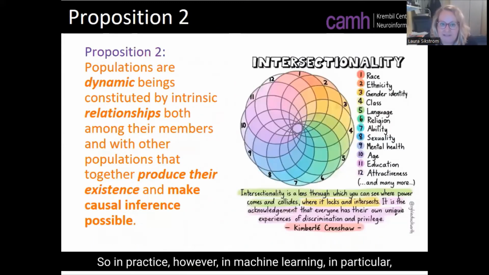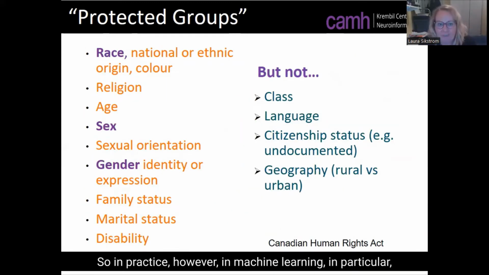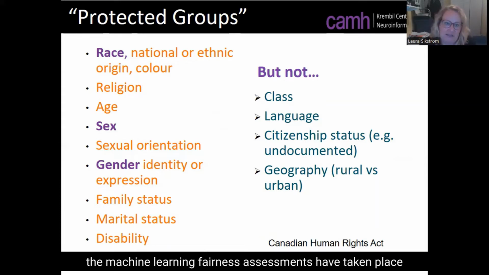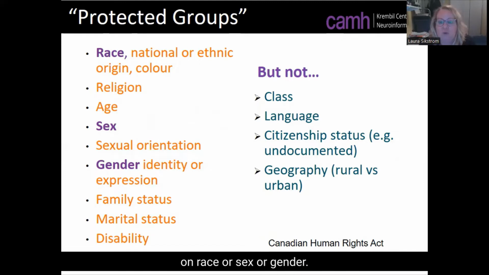So in practice, however, in machine learning in particular, and fair AI in particular, the focus of these comparisons has been on protected groups. And this might, and probably is, for practical reasons, that we have legal obligations to make sure that any medical interventions do not discriminate against groups of people on the left. And so it probably explains why most of the machine learning fairness assessments have taken place on race or sex or gender.